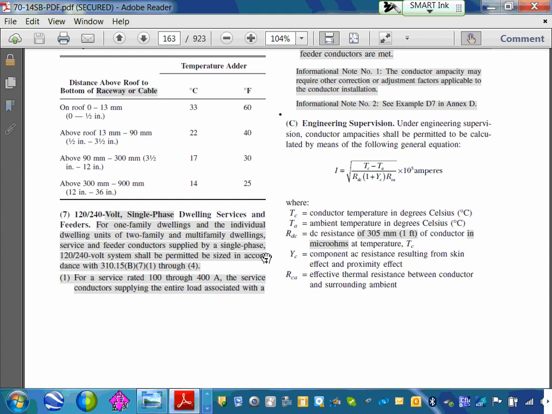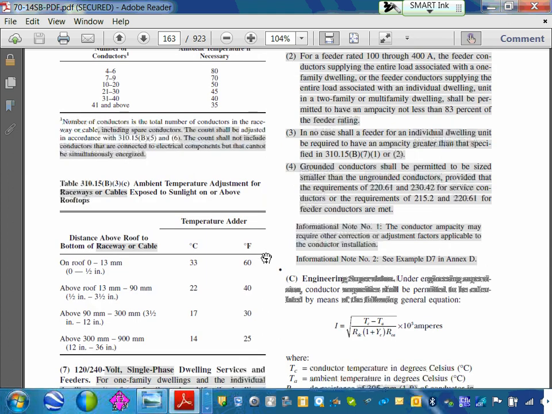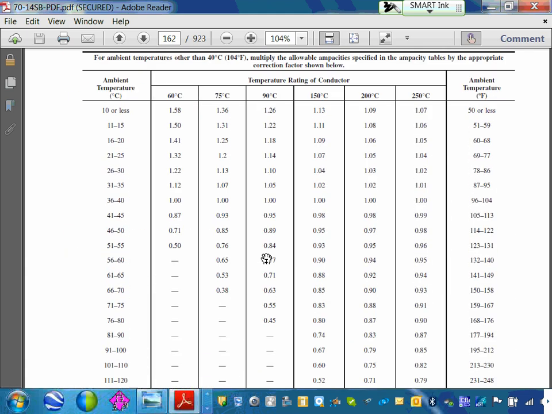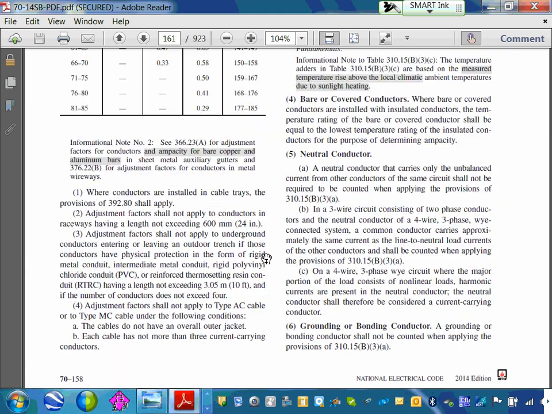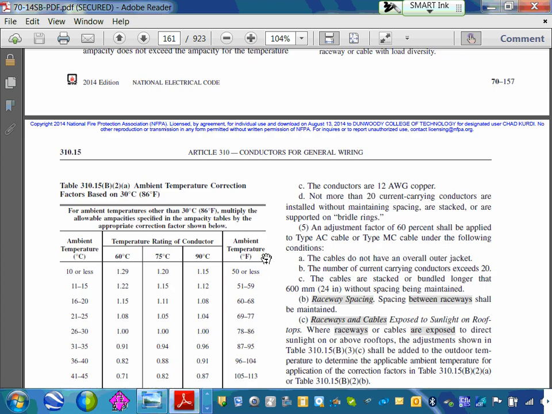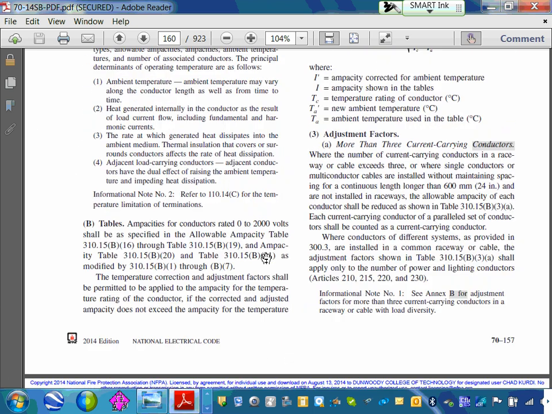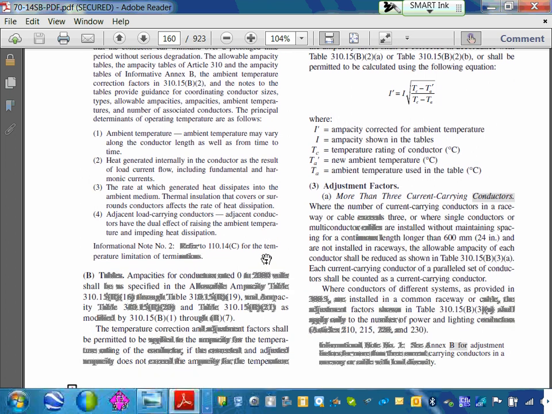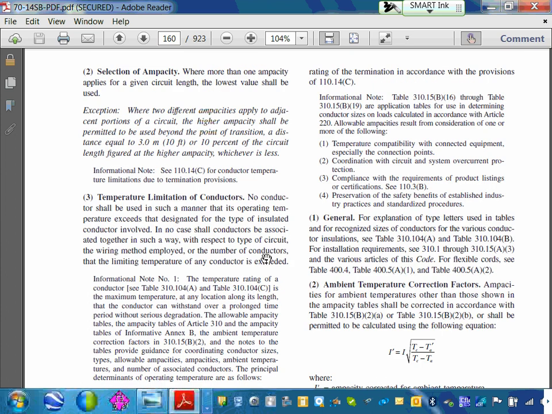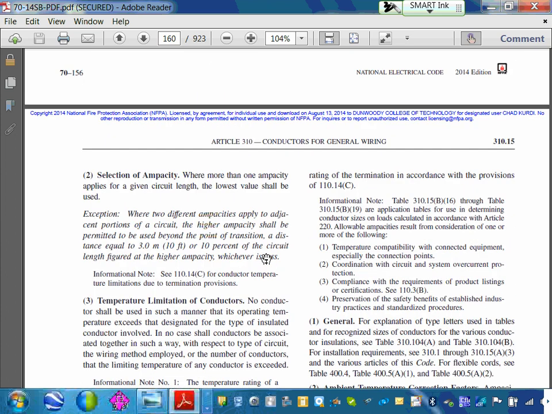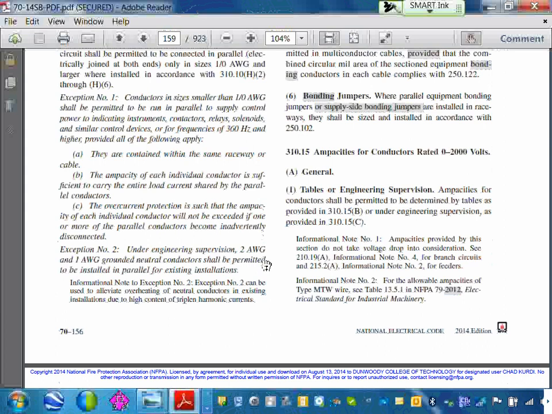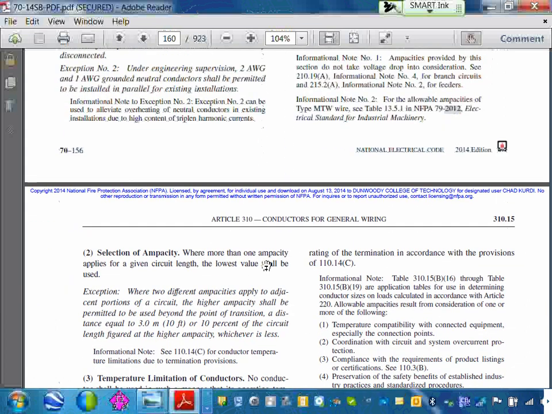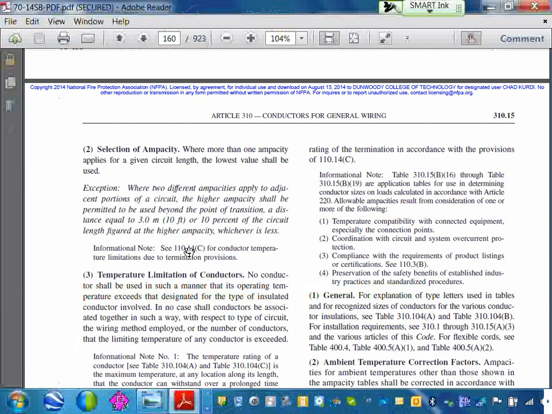I can't. Three ten dot 15. Yeah, and it's 310.15. A1 or A2. So here you go. Right in front of us. Where two different ambient temperatures apply, adjustment, blah, blah, blah, 10 feet and 10%.